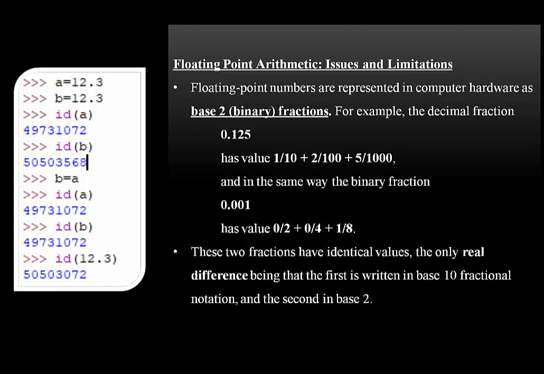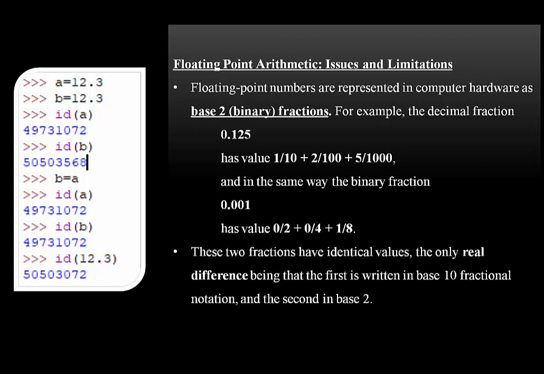Now, why that's happening will be very clear by the time I finish this discussion. Any floating point number in the computer hardware is stored as base 2. That's nothing but binary, which we all know. So let's take an example, say a decimal fraction 0.125, which is seen here as 1 by 10 plus 2 by 100 plus 5 by 1000.